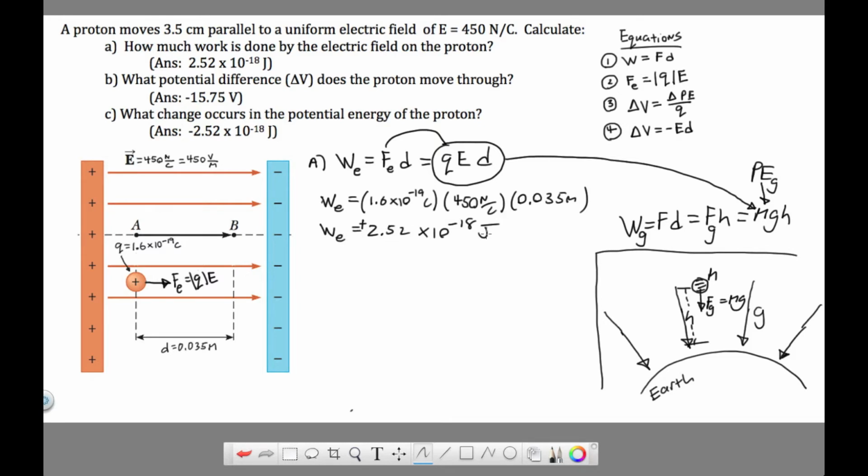And just to take a look here, how did we get joules? Well, the coulombs up here canceled. The coulombs canceled, and we're left with Newton times meter, which is a joule. A Newton times a meter is a joule. All right, so that's A.